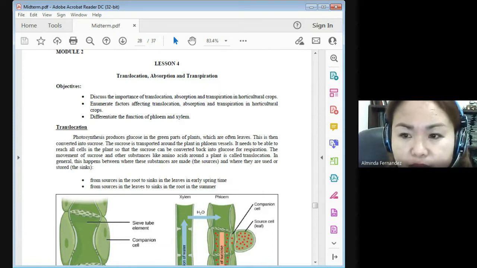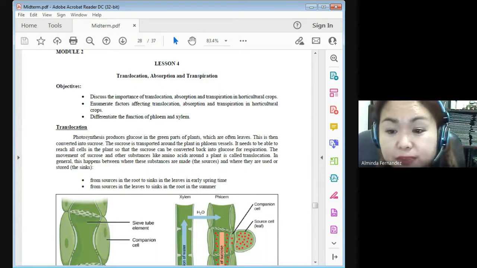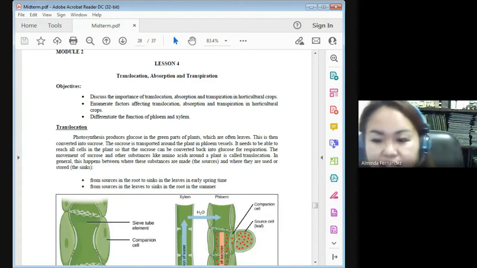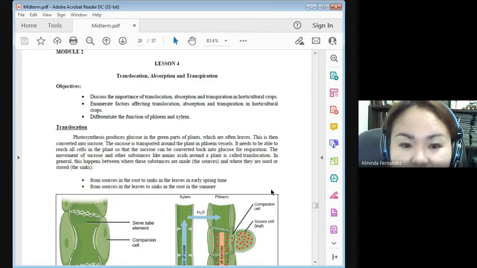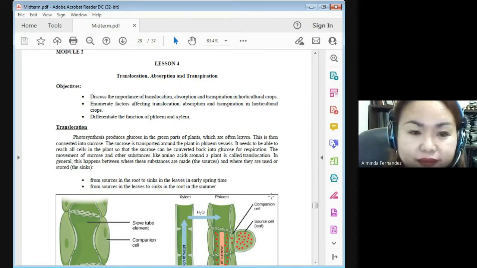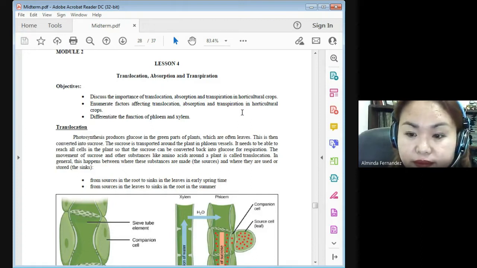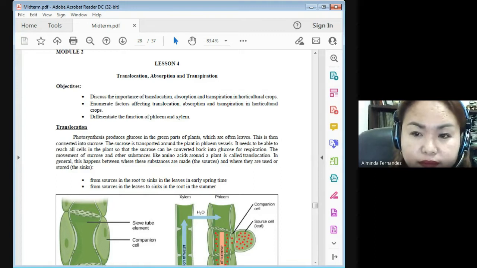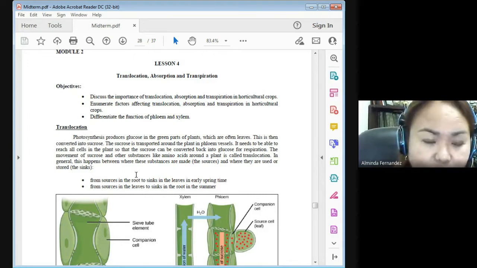Anyone who would like to define what transpiration is, which is different from respiration? Let's have Catherine. Catherine, are you there? Or anyone who would like to?